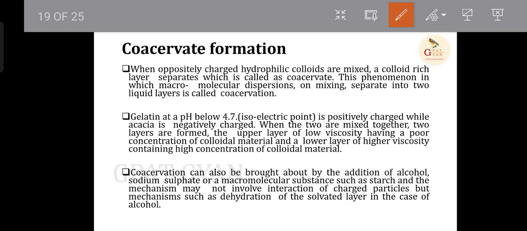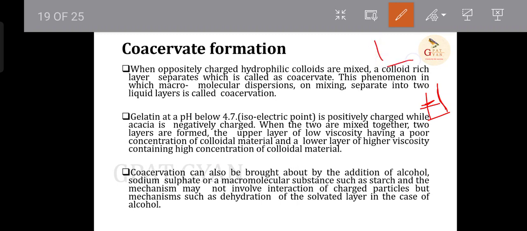Coacervate means, if I tell it in very easy language, two different layers will be present. Immiscible layers will be present. Means one layer having one type of colloid property, and one layer having a different type of colloid. So immiscibility can be observed. Just try to focus on this: when oppositely charged hydrophilic colloids are mixed, a colloid-rich layer separates, which is called colloid coacervate.